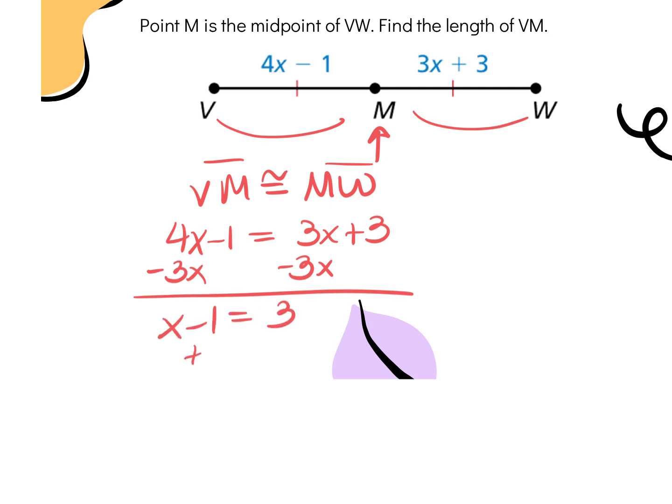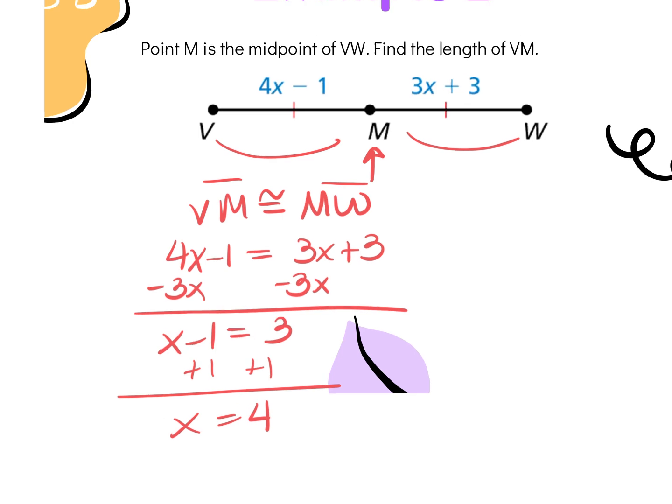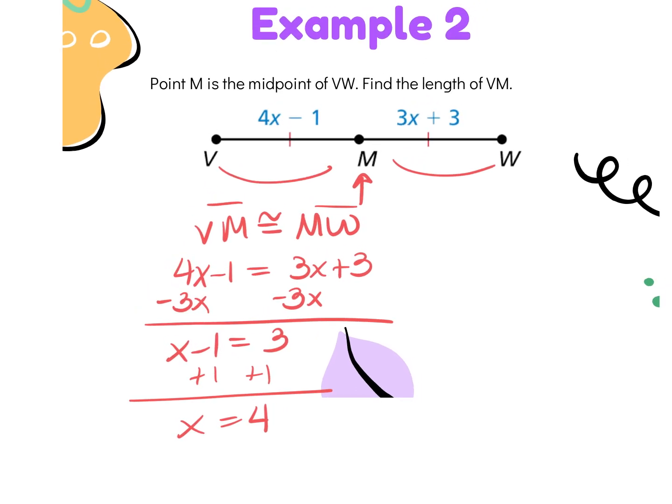I'll add 1 to both sides, and x equals 4. Now, you need to be very careful when you're taking the tests and the quizzes and doing your homework that you read what it's asking for. Too many times when I go to grade a quiz, if this were a question, everybody gives me x equals 4. But if you go back, I didn't ask for x, I asked for the length of VM.